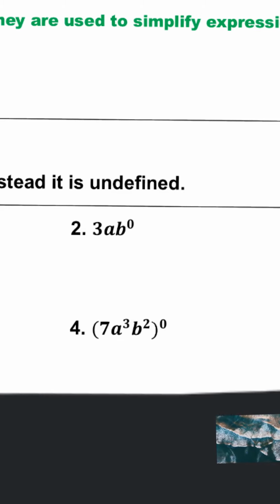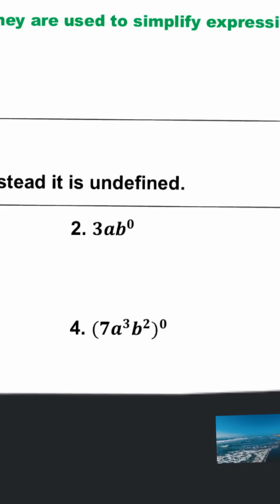Okay, let's talk about number 2. Number 2 is different than number 1 because in number 1, only the 5 was raised to the 0 power. But in this case, we have a 3 and we have an A and we have a B. But only one of those is being raised to the 0 power.